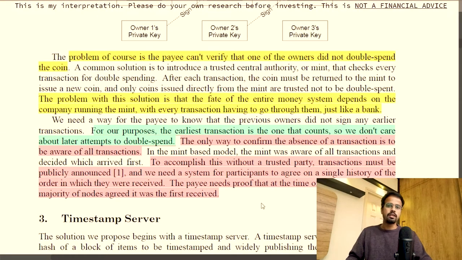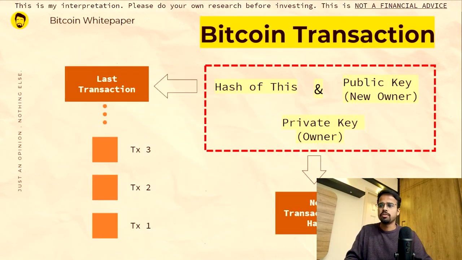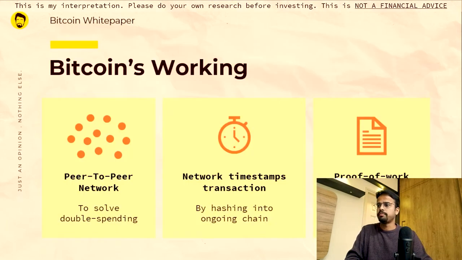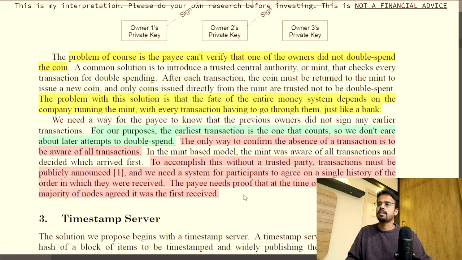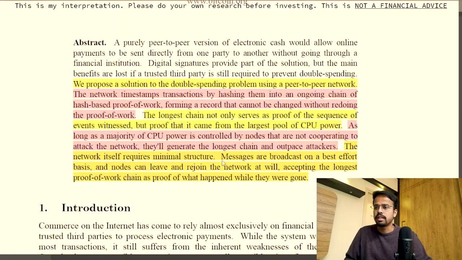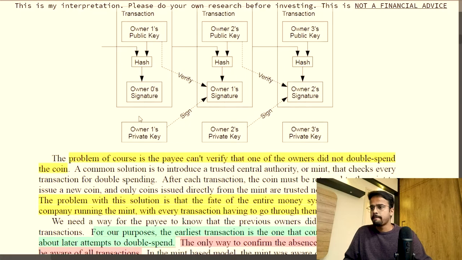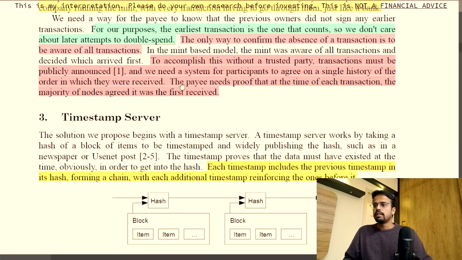Like, we need to know all the transactions, when that happened, and what was the sequence of that. So yep, network timestamps transactions, which was mentioned in the abstract. Let me just go through that again. The network timestamps transactions by hashing them into an ongoing chain. The payee needs proof that at the time of each transaction, the majority of nodes agreed that it was received first.